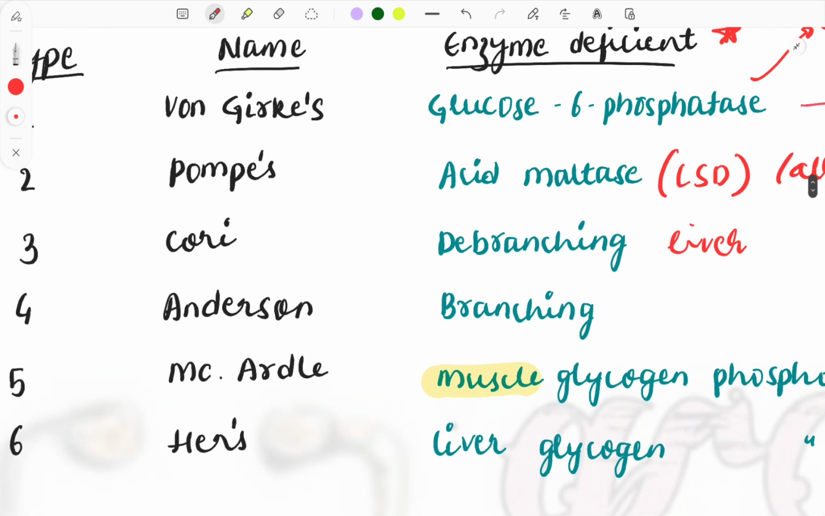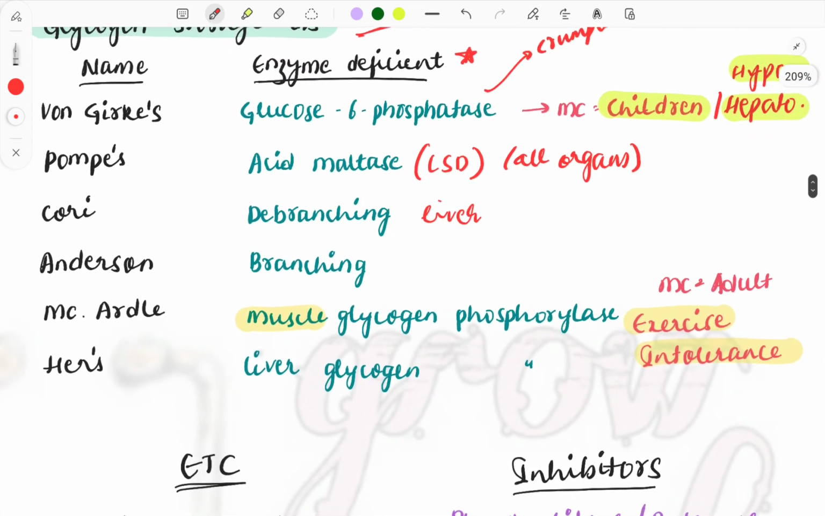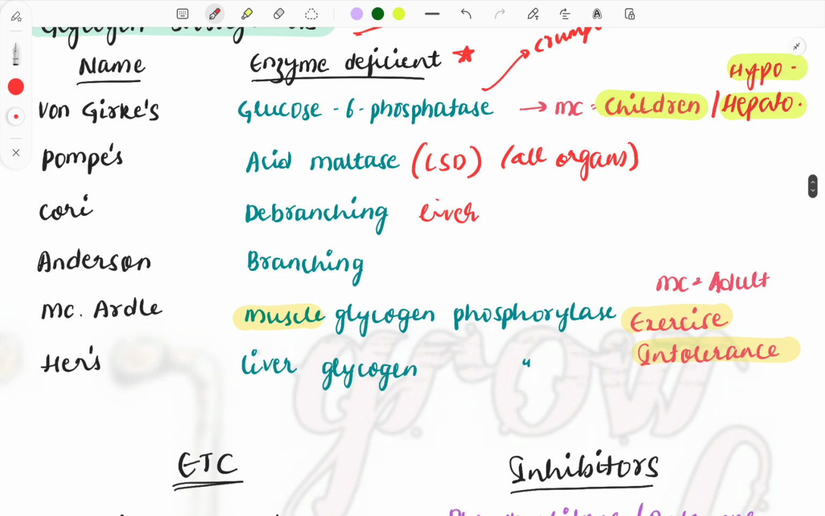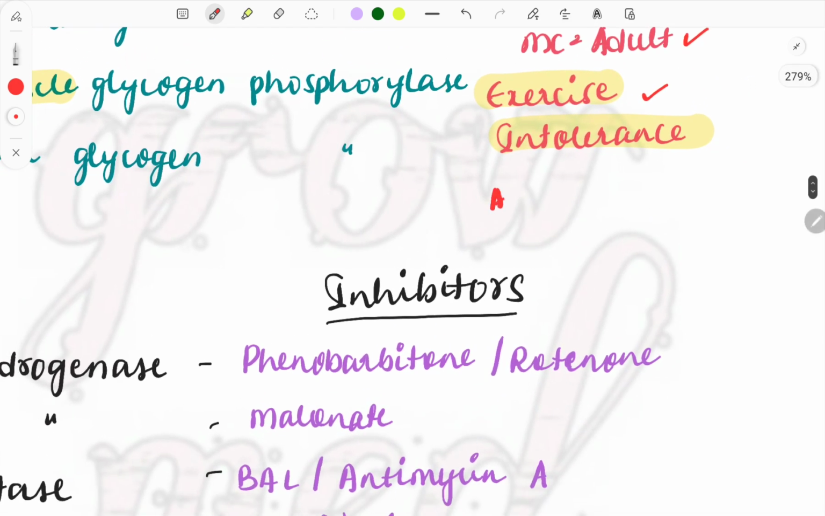Then Cori is debranching and Anderson is branching, whereas McArdle is muscle phosphorylase, and in Hers disease it is the liver glycogen phosphorylase which is deficient. McArdle is most commonly seen in adults, and you can see exercise intolerance. Whenever you see adult exercise intolerance in the question, it can be described in different words, like a patient feels weakness after strenuous exercise and comes to the emergency with weakness and fatigue.